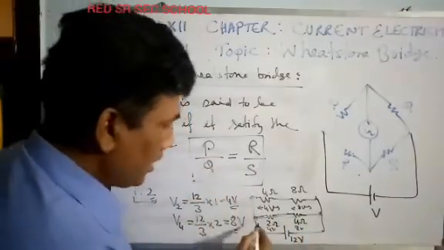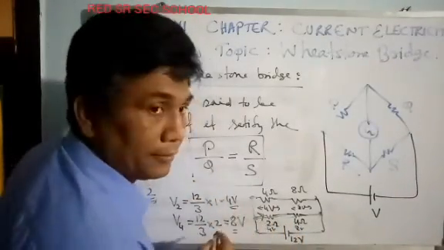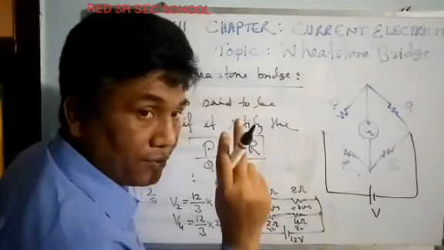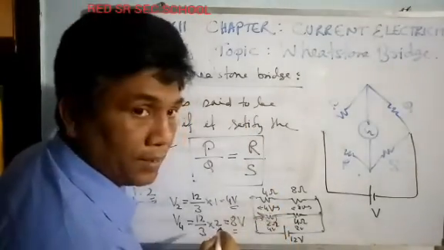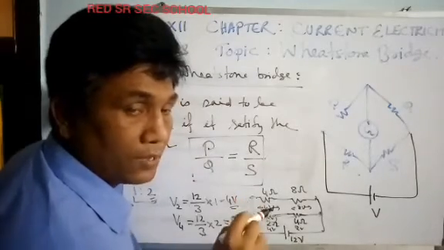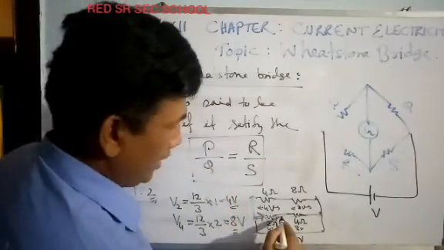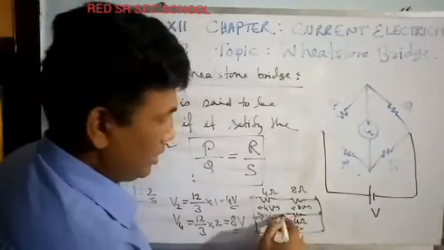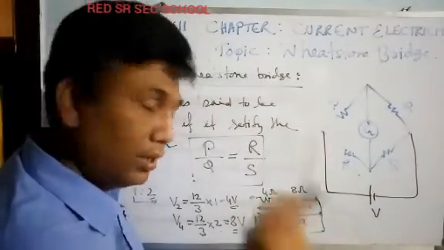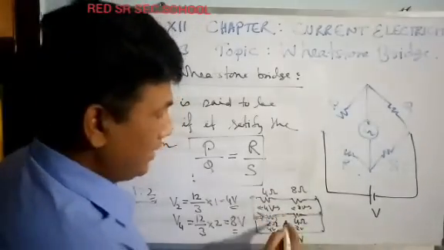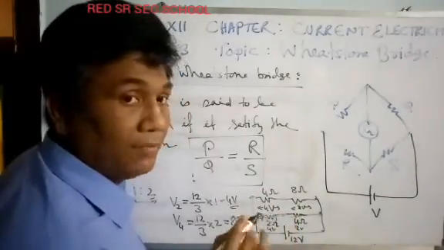Now think of the current going this way. It is taking 12 joule per coulomb, out of which 4 joule will be dropped. So 12 minus 4, what will be left? 8. So 8 joule will be there. At this point you can say that 1 coulomb charge will have 8 joule. You can say that the potential of this point is 8 volt.